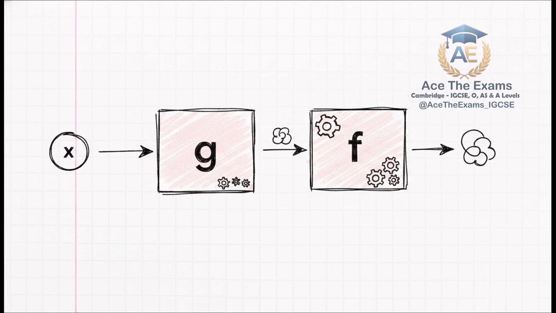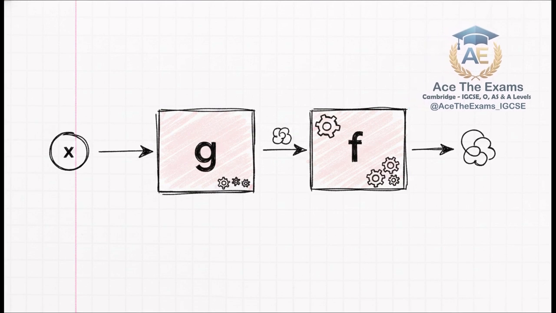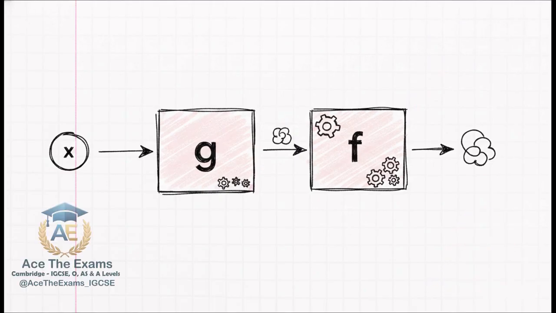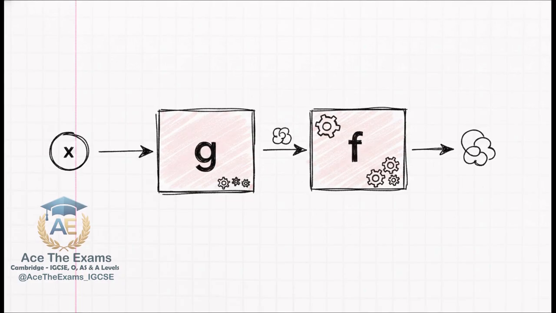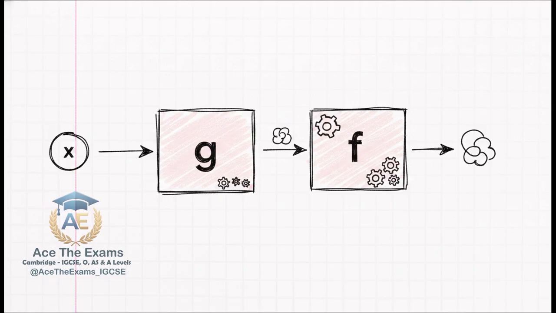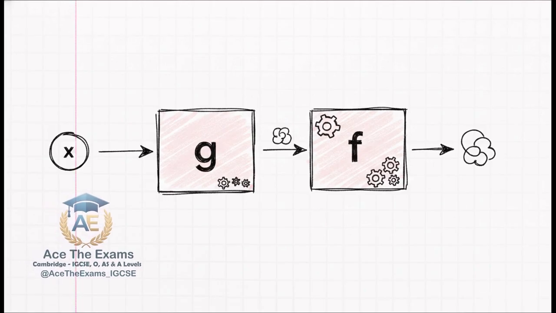This notation feels backward, but you must always process the function closest to x first. So for fg of x, you must feed x into machine g first. Then take whatever product machine g spits out and feed it directly into machine f. Don't let the examiner catch you reading it the wrong way around.